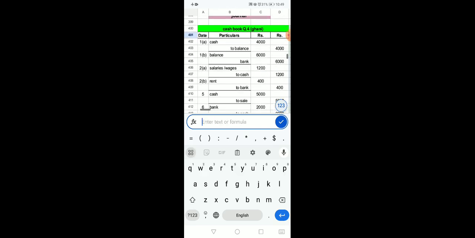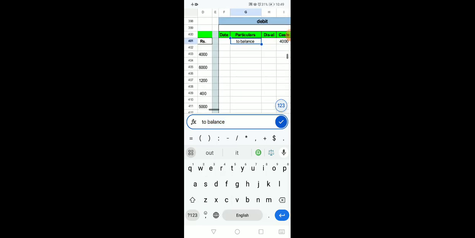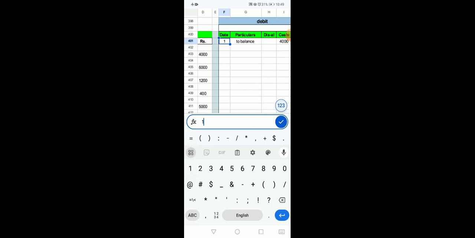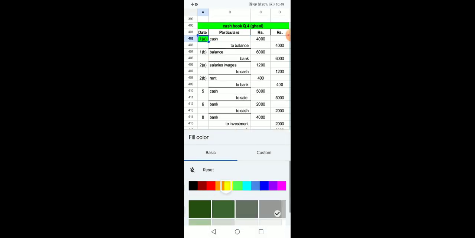What reference is? If you are debiting cash, you will see what is written on the opposite side. At opposite side you have seen its balance, so in particular you will write to balance as your reference. Now see the date, which is 1A, so you will be posting date 1A as well. In 1A there was only one element to be posted and we have posted, means entry number 1A is completed. Mark it as it has been done.